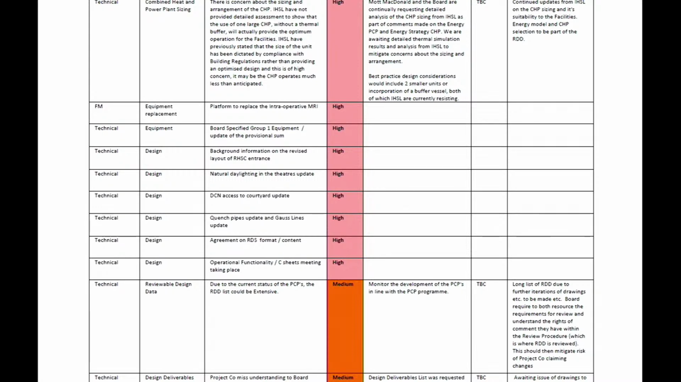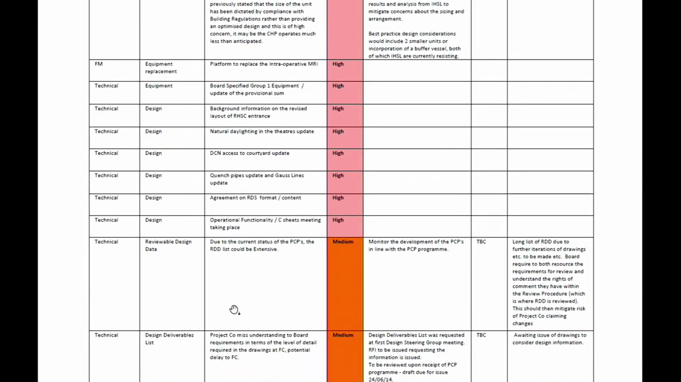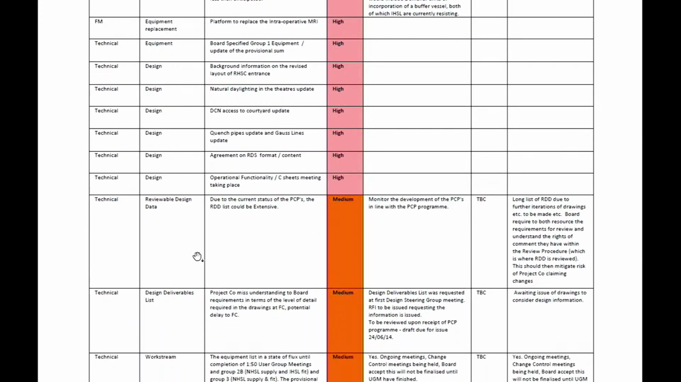And then if you look 2 entries down from that, we see technical reviewable design data, and the comment is due to the current status of the PCPs, the RDD list could be extensive. That's listed as a medium risk. Why is that a medium risk rather than a high risk? There wasn't really a set of criteria for what was high and medium. It must have just been the decision made at the time in terms of the feel of the risk at the time.